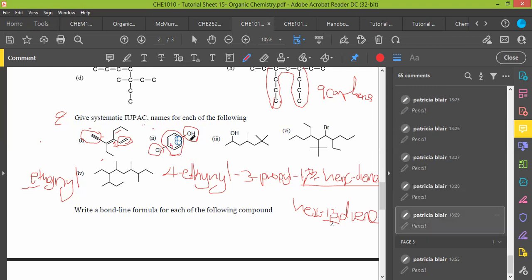When it comes to naming, this will be 1-hydroxy. So you just say which one comes first. The chlorine comes first because of C. So this is 4-chloro. That is 4-chloro, 1-hydroxy. Benzene.